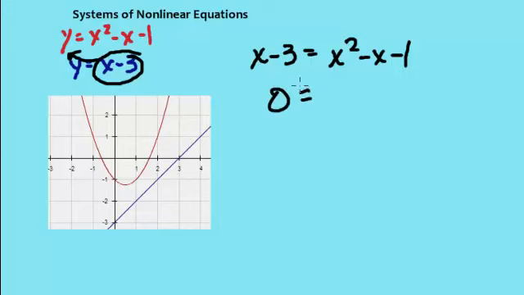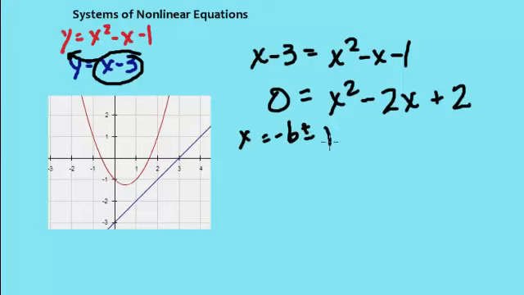So I'll move the x minus 3 over to the other side. And then I'll get this minus 2x. Add 3, so that'll be plus 2. The only way to solve this one would be, well, it's not the only way, but the easiest way probably is using the quadratic formula, because it's not going to factor nicely. So I'll use this. x equals minus b plus or minus square root of b squared minus 4ac all over 2a.